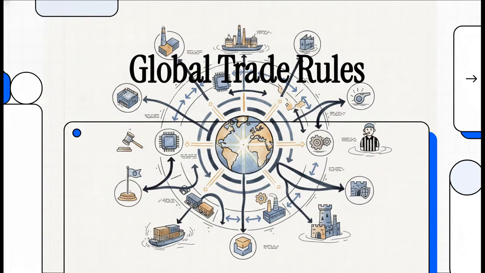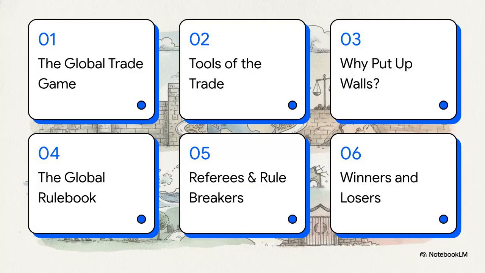I mean, if you've ever stopped to wonder why your electronics cost exactly what they do, or why massive global supply chains sometimes just grind to a sudden halt, you are absolutely in the right place. Today, we are decoding the international laws and the complex trade barriers that basically govern how the entire world does business. So, here's our quick roadmap for today.